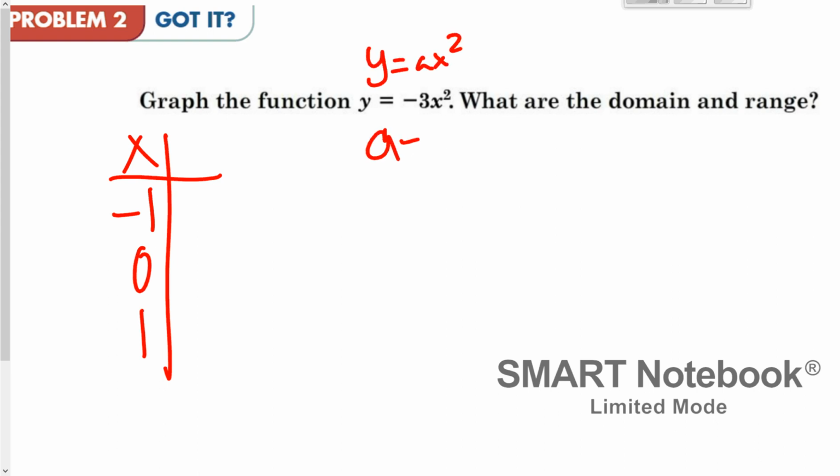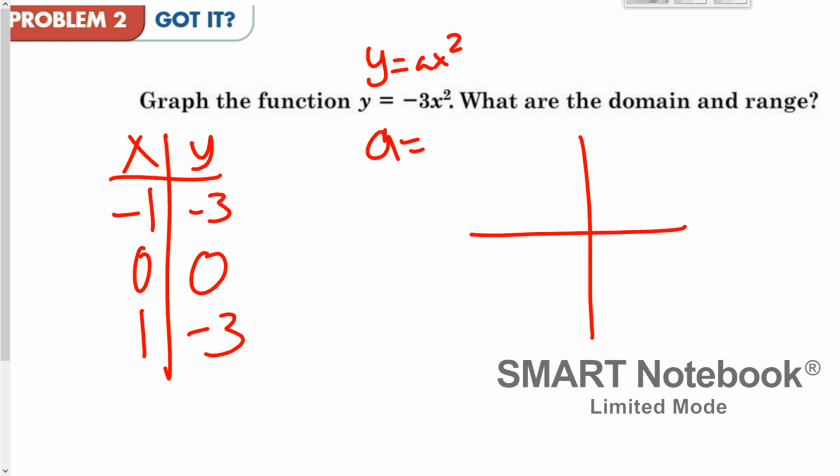Okay, so again, easiest x's, because it is in the form y equals ax squared. What is your a? Now my y's will be my a, which is negative 3. What is my middle y? Always 0, and then my a again, negative 3. Now we can graph that. So negative 1, negative 3, 0, 0, positive 1, negative 3. Graph it.